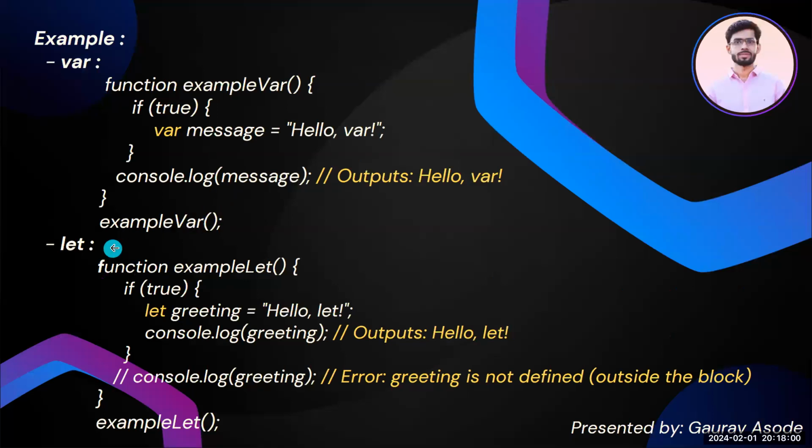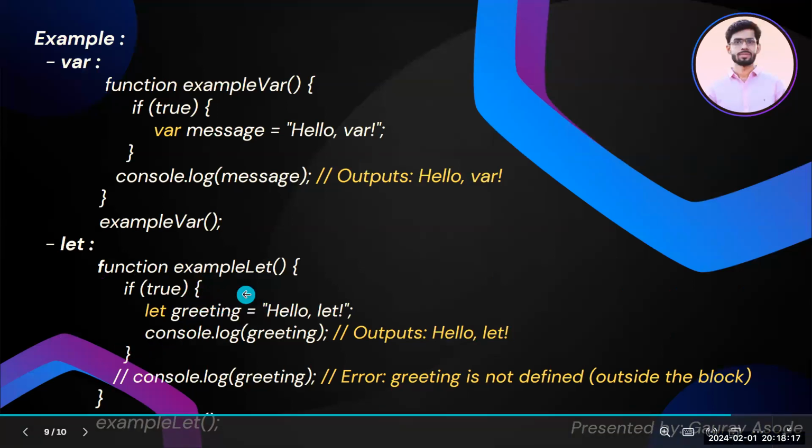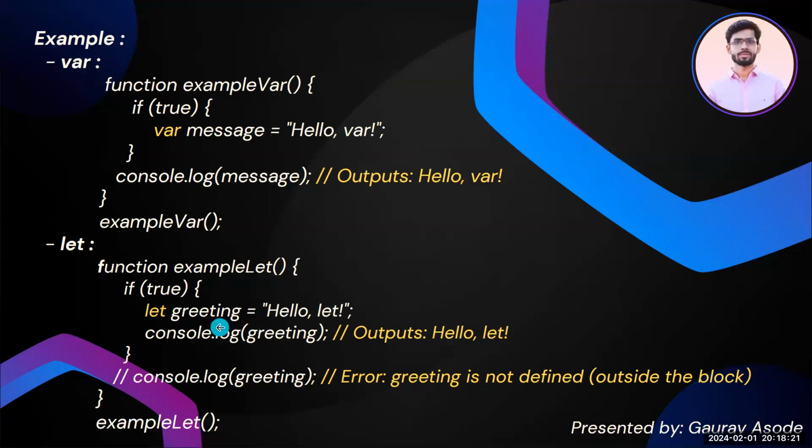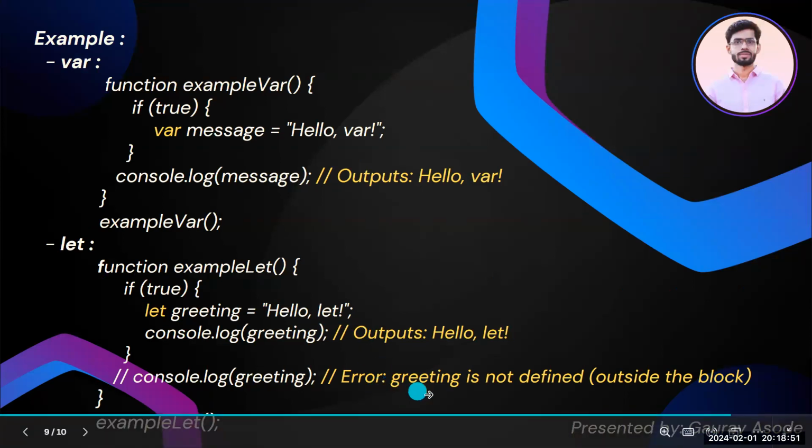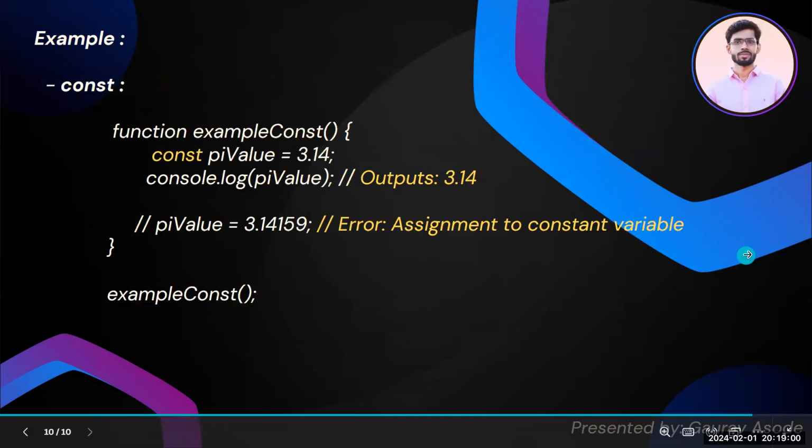Similarly, for the example of let, we have a function with an if true condition, and inside it let greeting equal to hello let. We are declaring it inside the curly brackets, which means it will only be considered within the if block. Inside that, if we console log greeting, it will give the output hello let. But if we console log greeting outside the if condition, it will give an error, greeting is not defined, because it is not accessible outside the block scope.